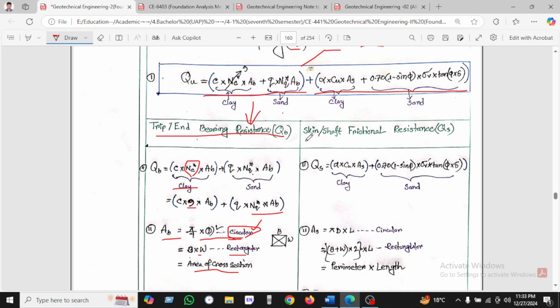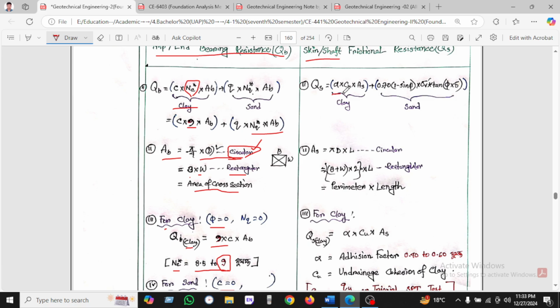The second part, we will see this portion, which is the skin friction or shaft friction or skin resistance, which is alpha Cu As for clay. Let's see what As is. As is nothing but the perimeter times length. So the perimeter for a circular column is pi d, times L, the length of the pile. All the piles are circular sections, that's why we will use this formula.